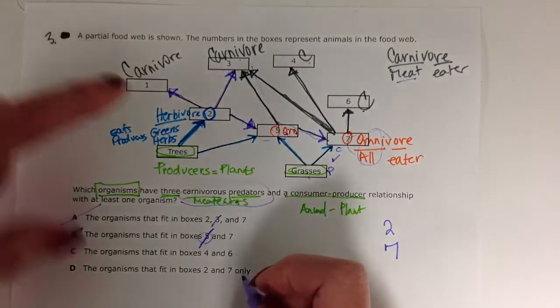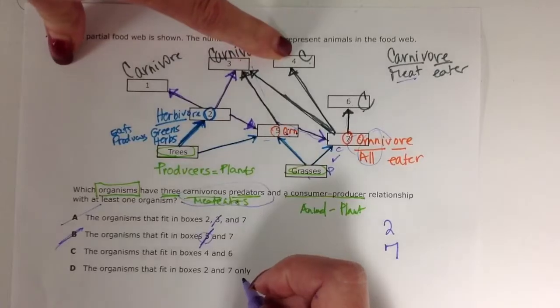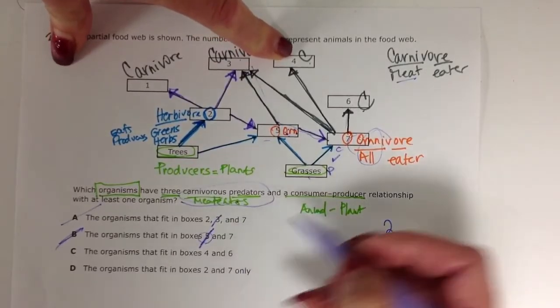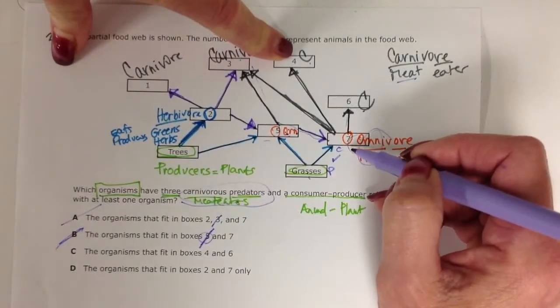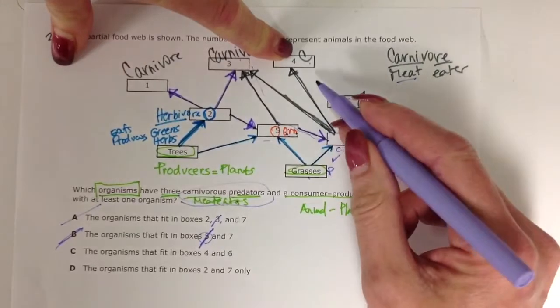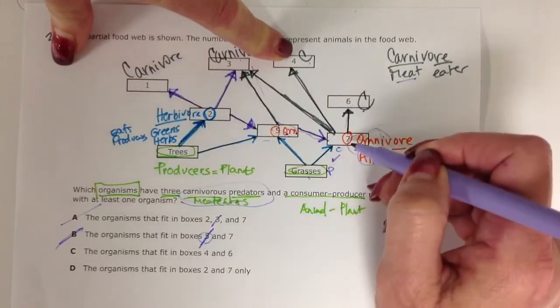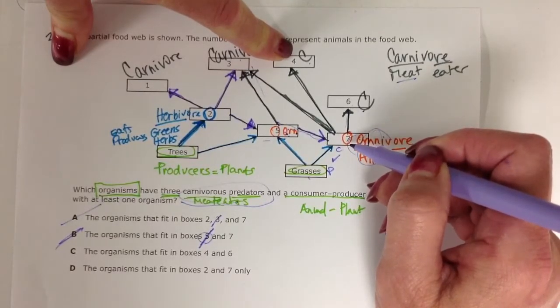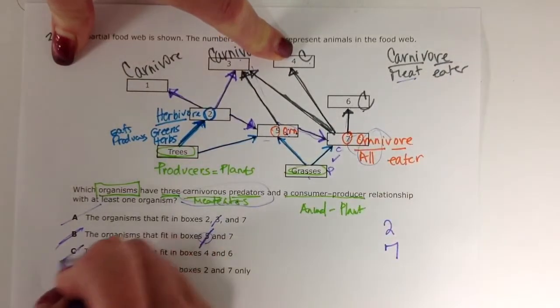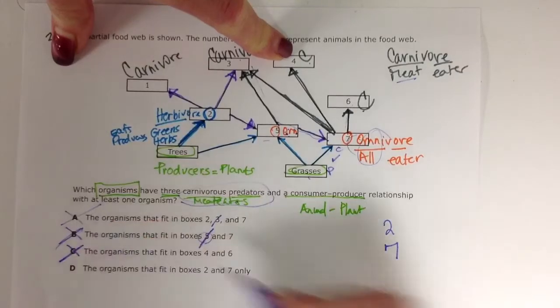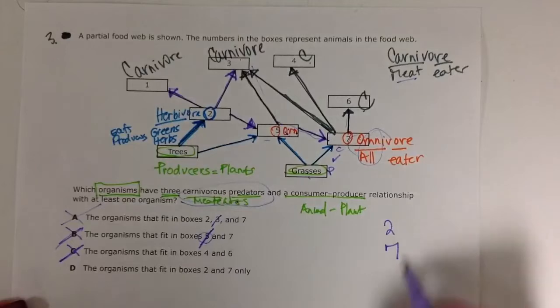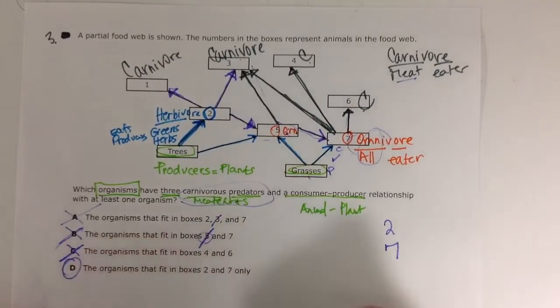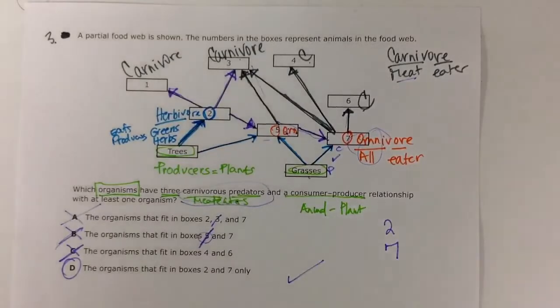Number 4 looks like it's pretty much a top-level consumer here, and it has no producer-consumer relationship. It is only a predator, and it is a predator to 1 organism only in this food web, so it doesn't qualify. And now we know that we had already analyzed boxes 2 and 7, and they look good, and that is our answer.